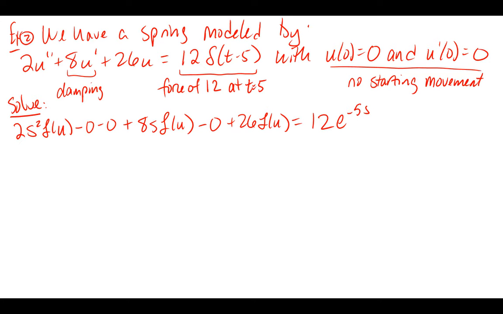So I'm just going to do this all at once. If I factor out a Laplace of u, that means I have 3 terms. If I factor those out and divide them to the other side, I think I end up with Laplace of u equals, and when I move those to the other side, I have 12 e to the negative 5s, and it's really divided by these terms.